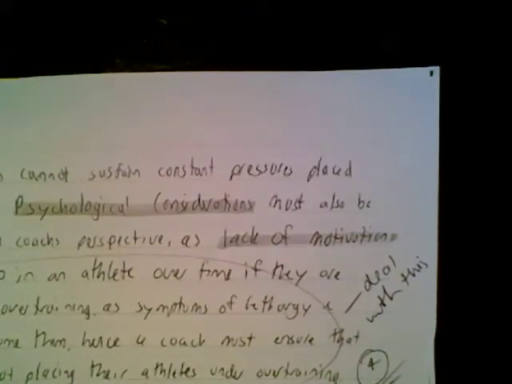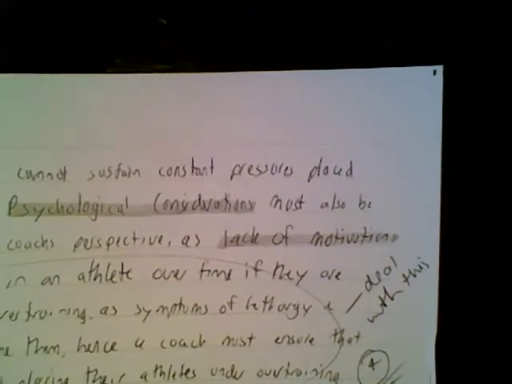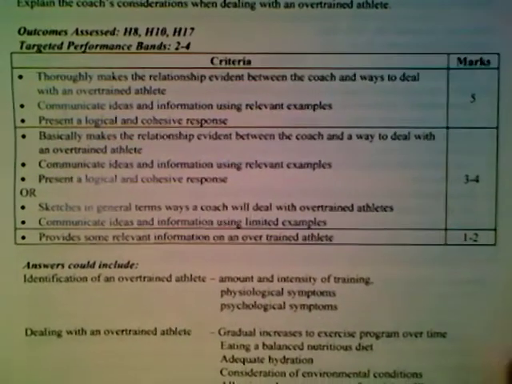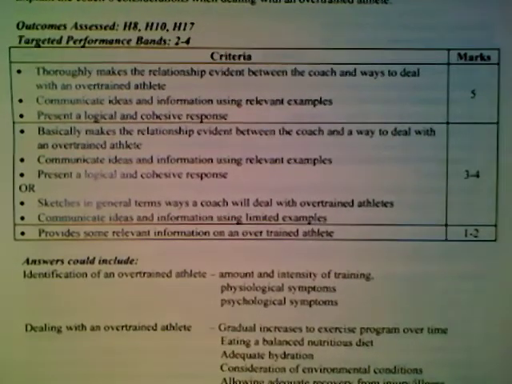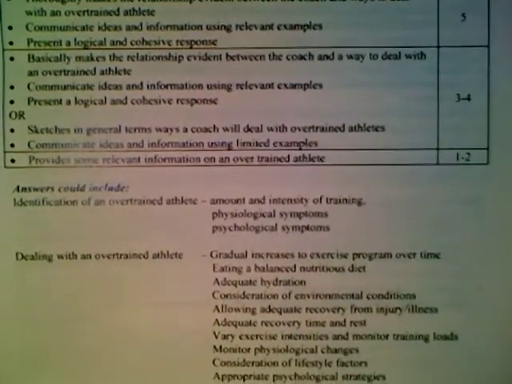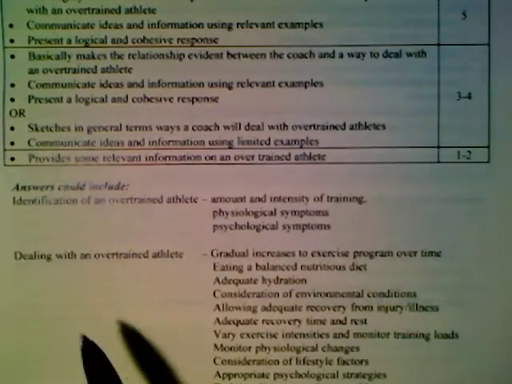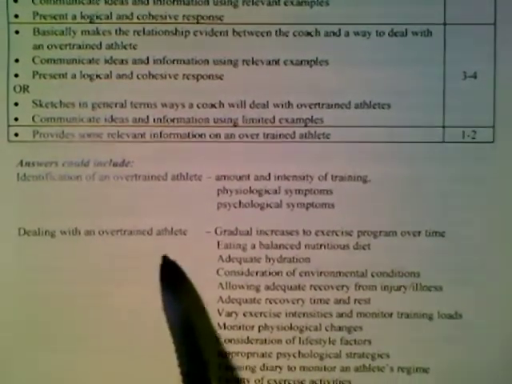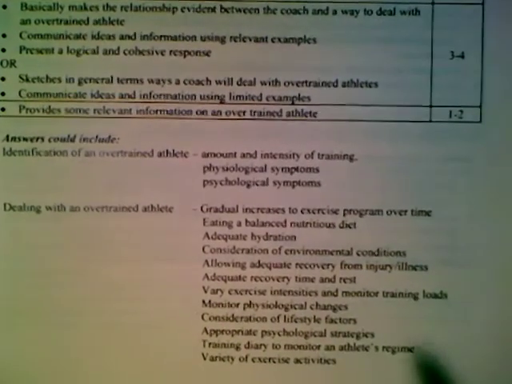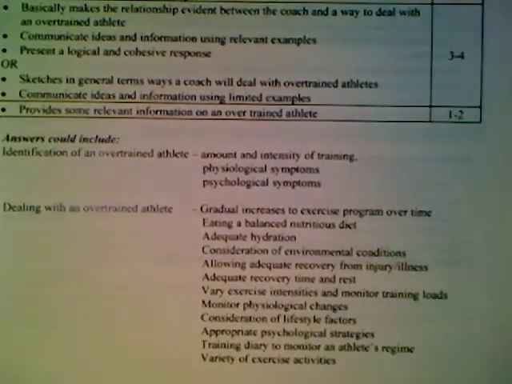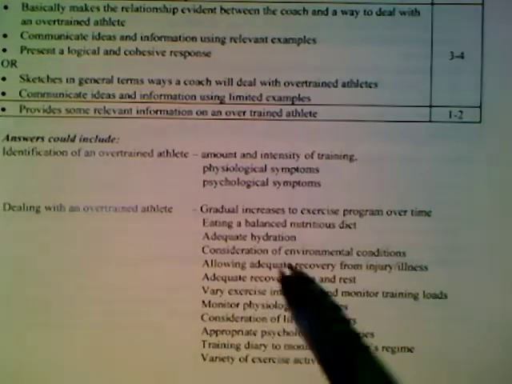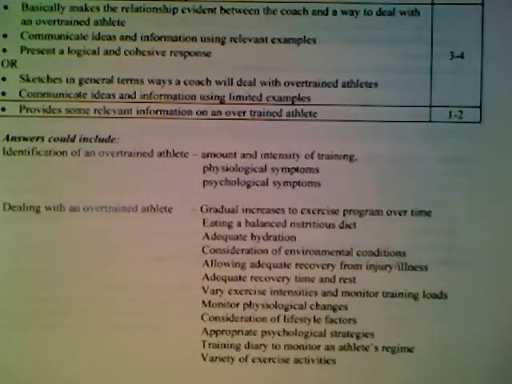But again, the setting out, the underlining, the highlighting is outstanding, makes it look very good. That's what all students need to be aiming to achieve. We just go to some of the marking guidelines. There it is there for this question. It talks about our syllabus dot points and also some examples of ways to deal with an overtrained athlete. There's a number of them there. Gradual increase to exercise program over time, eating a balanced diet, adequate hydration, environmental considerations, recovery time, monitoring physiological changes, considerations of lifestyle. So there's a number of factors there that go on.